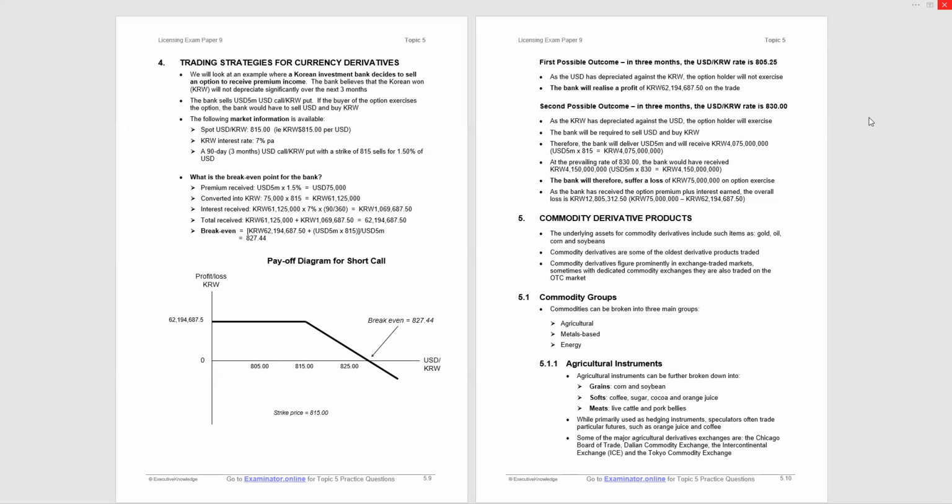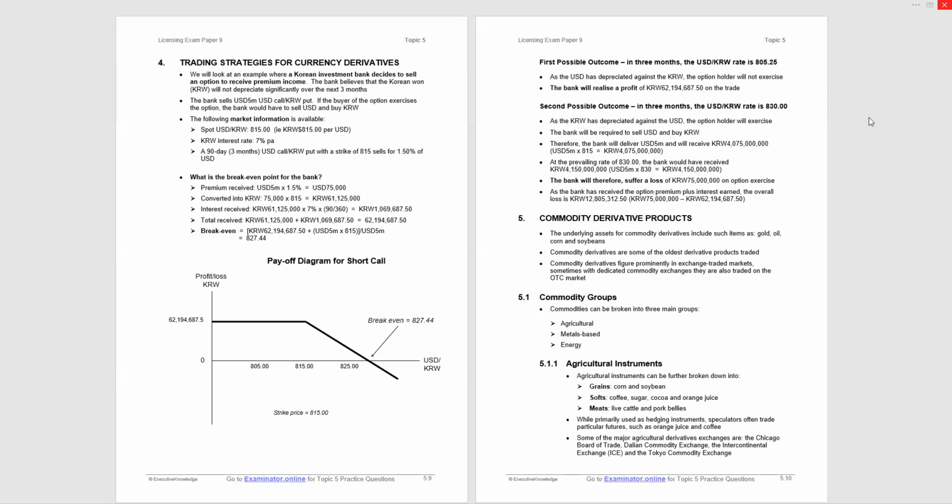They can be broken down into grains. So we have commodity derivatives in grains, in softs, and in meats. The grains are corn and soybean. The softs: coffee, sugar, cocoa, and orange juice. And the meats: live cattle and pork belly.